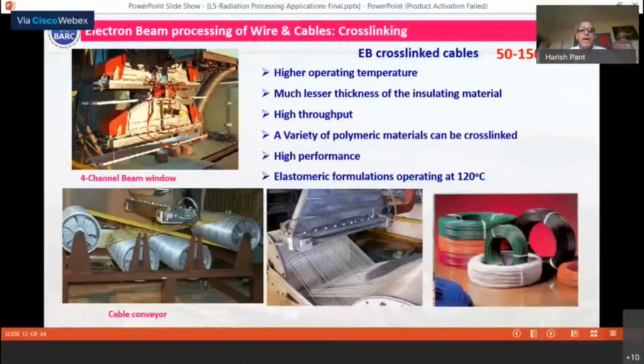In India also, there are around 14 to 15 electron beam machines being used in Indian industry for irradiation of cables. Now it is mandatory to use electron beam processed cable in industry, like the railway, any electrical industry or any automobile industry. Everywhere electron beam processed cables are used.